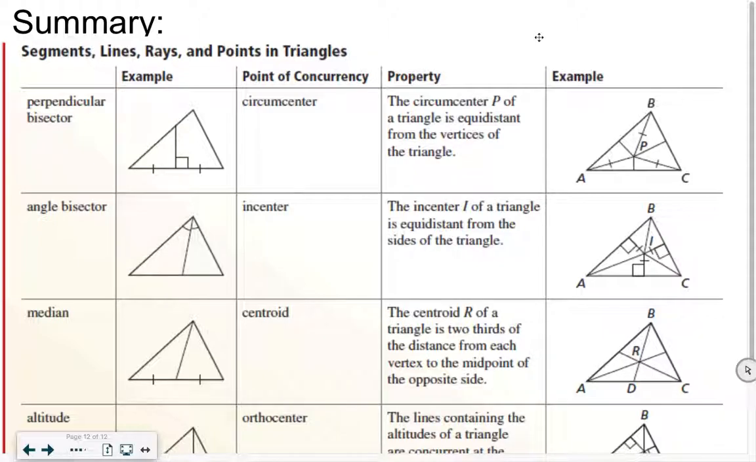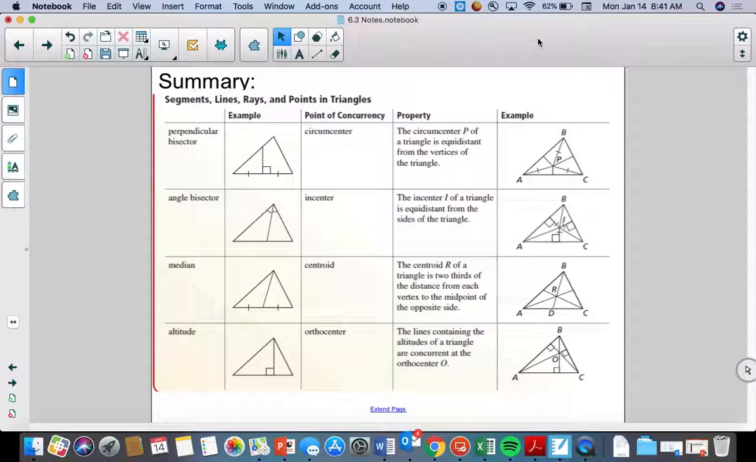Okay. And then tomorrow, because I didn't get to it today, one of my favorite things is centroids. Forgot to do it, so I'll do it tomorrow.